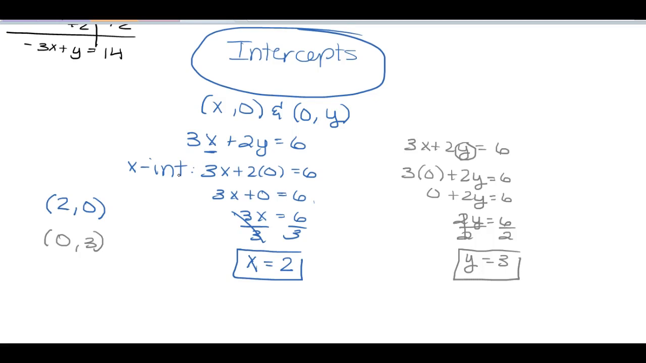Okay? So remember, our first goal is to get rid of the fractions. We want them in integer form. We want all of this to be nice. And then we just find our intercepts. We are going to find our intercepts and graph it.